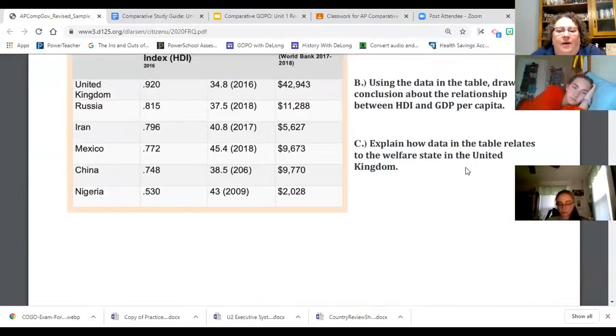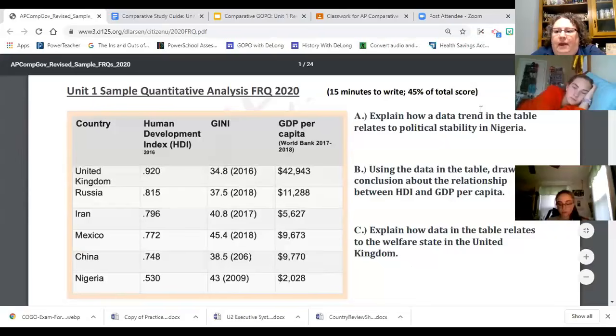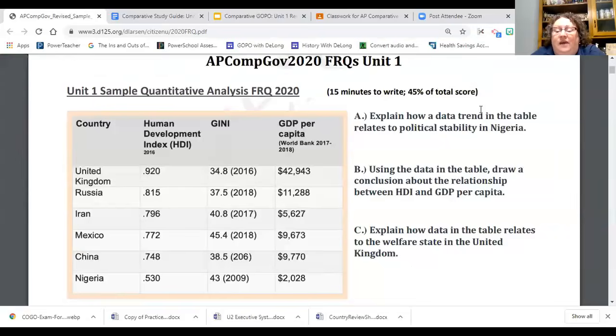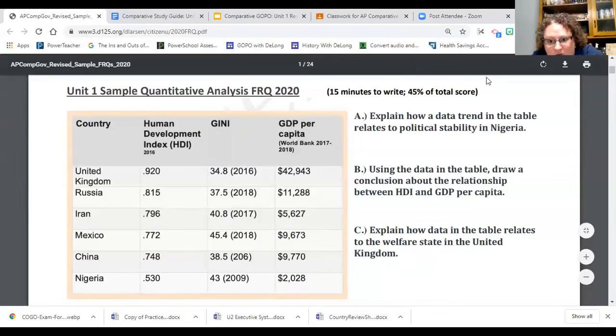All right, let's do one that would actually be a little bit easier. I think the quantitatives are easier, though you can disagree with me. So here's a sample quantitative, related to Unit 1. This one is a little bit of an economic one, but I think we can handle it. We've got the country, the HDI, the Gini coefficient, and the GDP per capita. Explain how a data trend in the table relates to the political stability in Nigeria. So let's look at Nigeria. They have a pretty low Human Development Index, and the GDP per capita is really low.